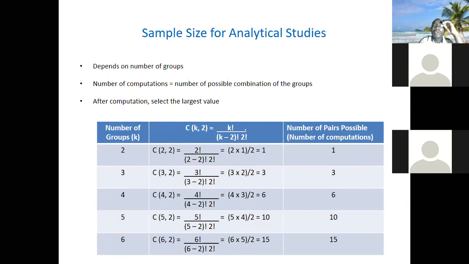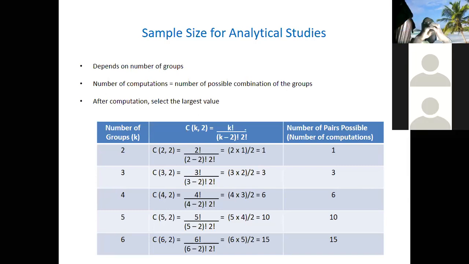The way you calculate the sample size now depends on the number of groups you are dealing with. The number of computations is the number of possible combinations of the groups. When you are talking of difference between groups, you can only find difference between 2 groups at a time. So if you have 3 groups, you pair them in different ways. How many ways can they be paired? You need to calculate sample size for each way, and then choose the largest.